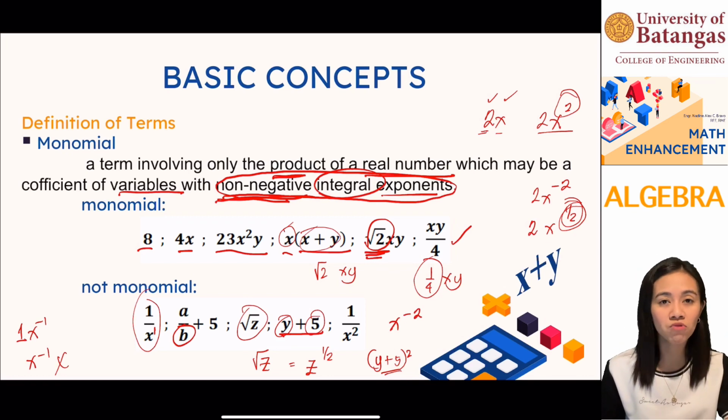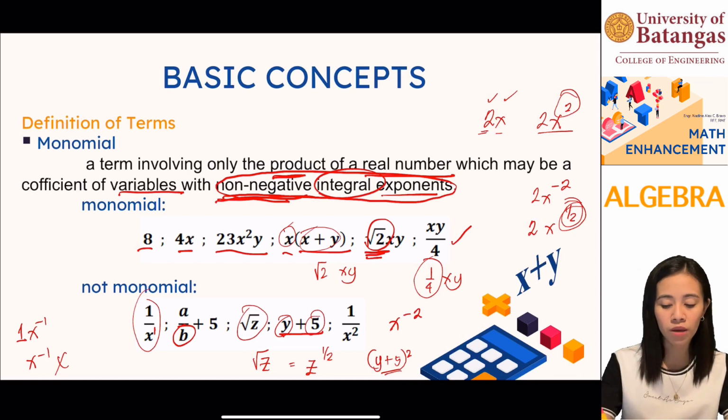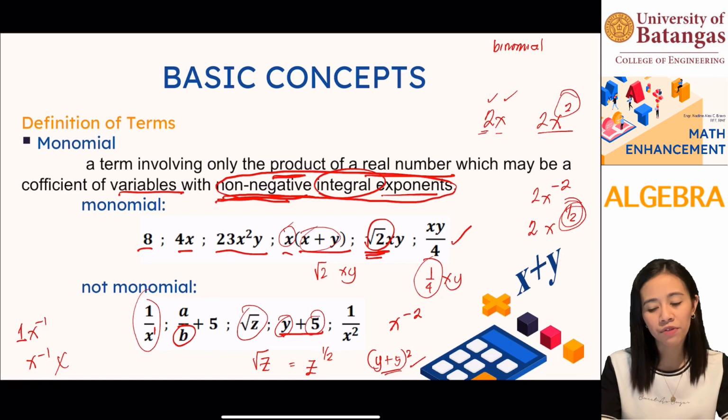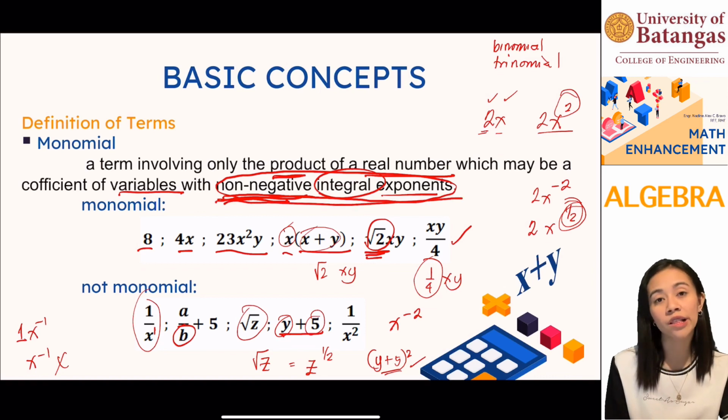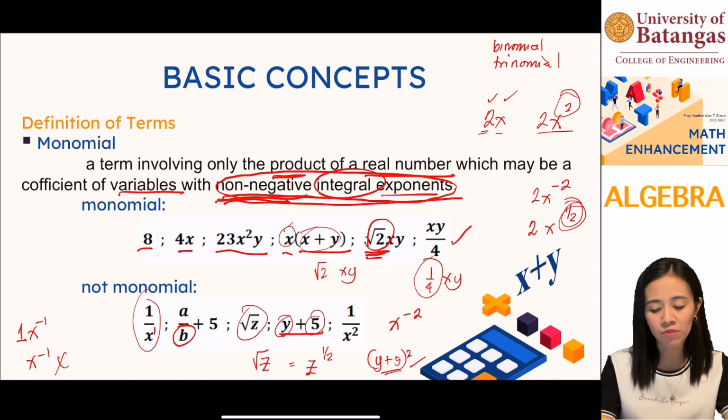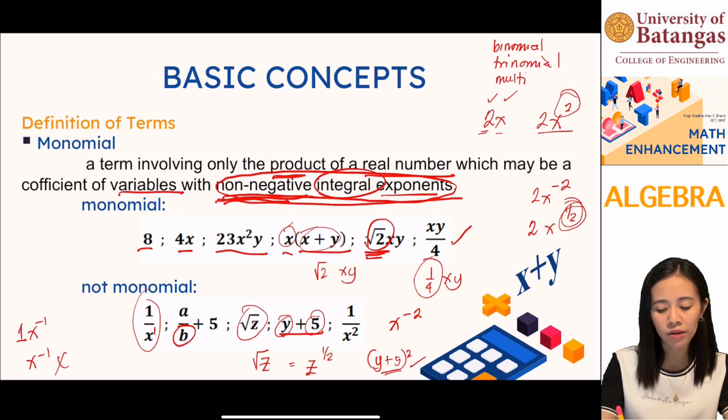And then kapag dalawa na yung terms natin, we call them binomial. Okay, kagaya nito, this is a binomial. And then if you have three terms naman, we call the trinomial. Still following the non-negative integral exponents of the variables. Do not forget that. And then if you have more than three terms, then we call that multinomial.